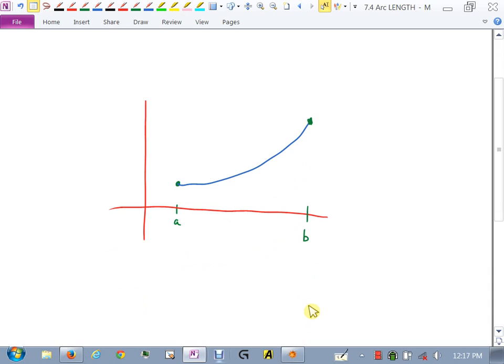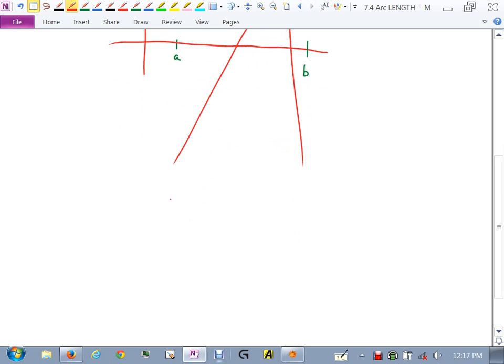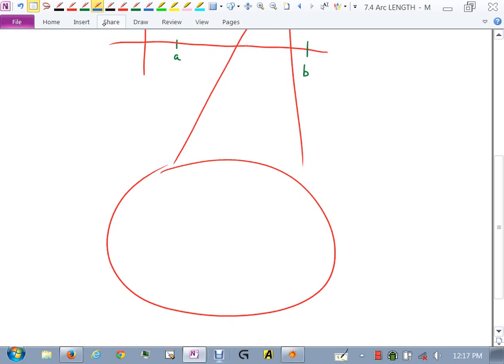Here's the approach. What we'll do is we'll get our little magnifying glass here, and let's just zoom in on this little infinitesimal piece of this arc, right? So I'm going to zoom in on it here. When I zoom in on it, I've got a little piece of arc there, don't I? And I'm going to construct from this a right triangle.